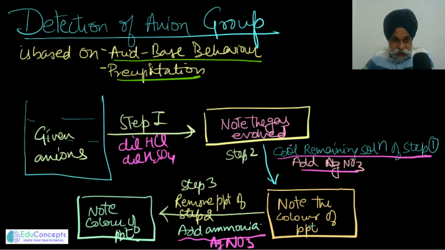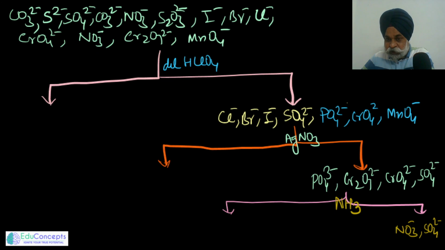That is very important. Now let me show you what I'm trying to say here. These are the anions. Into this you added dilute HCl or dilute sulfuric acid. As a consequence of that, what you are able to see here is, now here you have to be a little attentive.